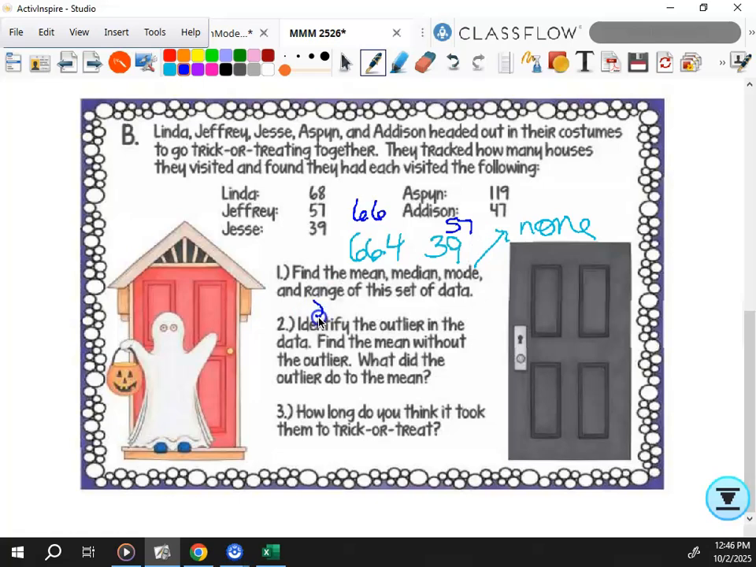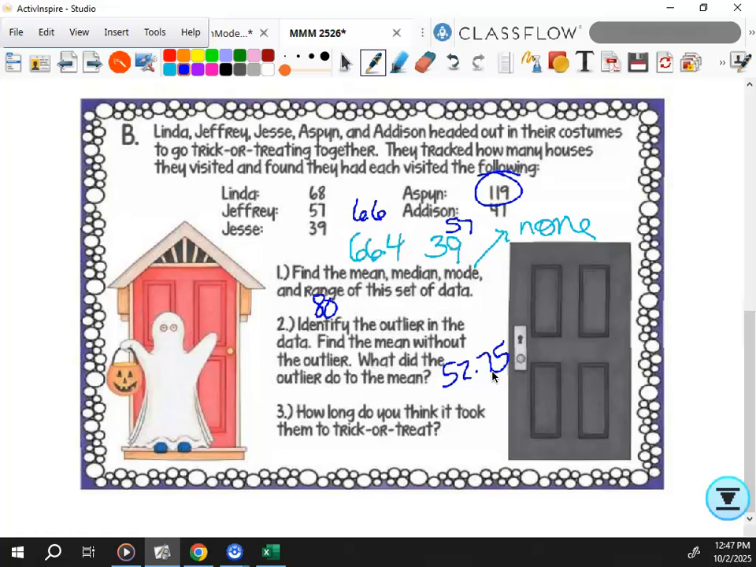80. All right. Then it says to identify the outlier. When we identify the outlier, would you say that's 119? Yes, whether you did this one or not. Find the mean without it. The mean without it is 52.75. So the outlier, you see how the outlier pulled the data towards a bigger number, which is kind of what we've talked about.